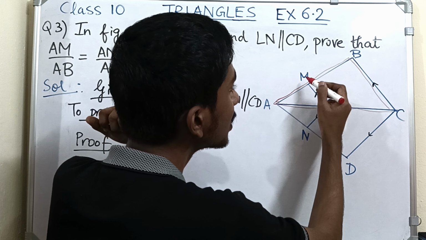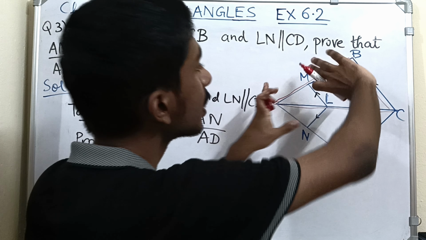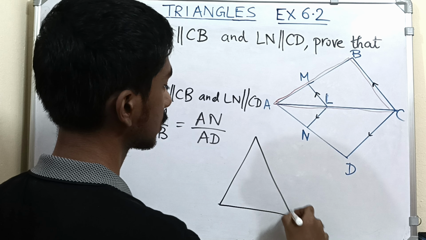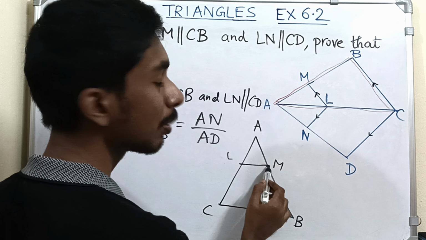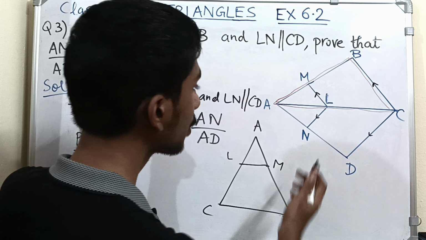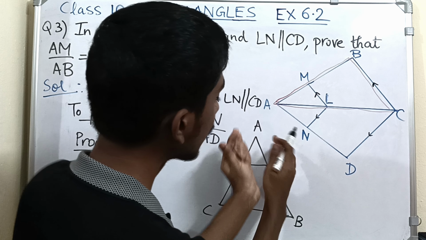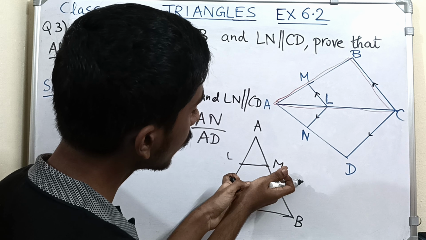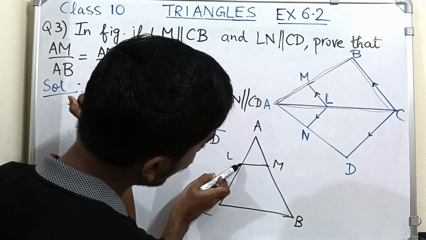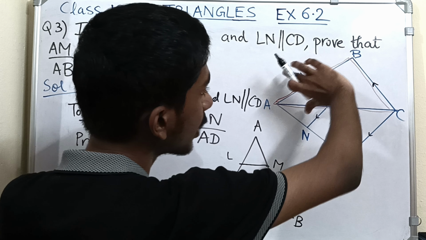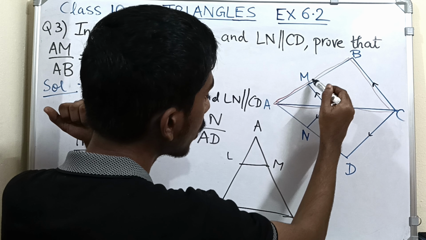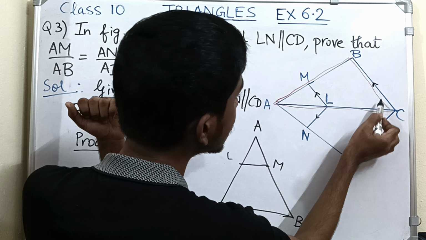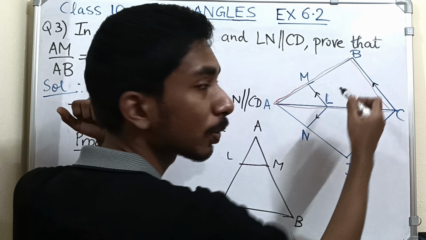So here LM is parallel to CB. Then I can write, let me take this triangle like this here. So this triangle is like this. This is L. So LM is parallel to CB is given. So I can write by basic proportionality theorem that first I will look at the right hand side. AM over MB is equal to, now I will go to left hand side, AL over LC. This is the triangle I took from here. So AM over MB is equal to this line segment AL over LC. From this triangle we applied basic proportionality theorem.